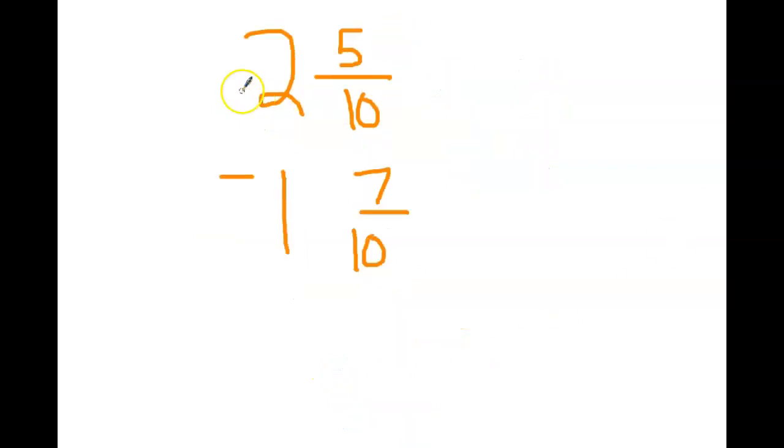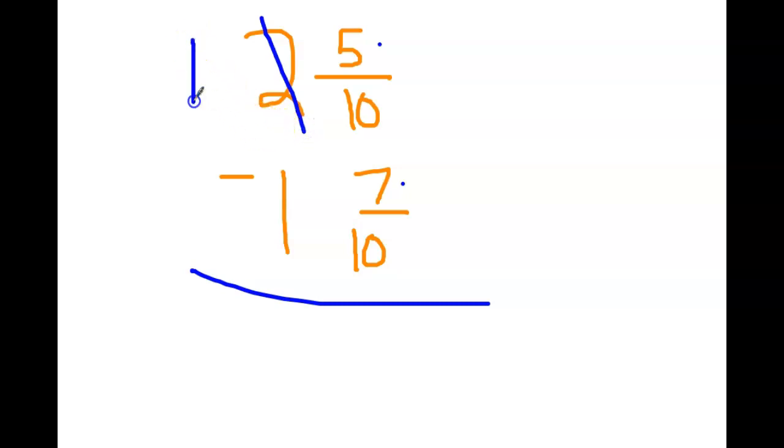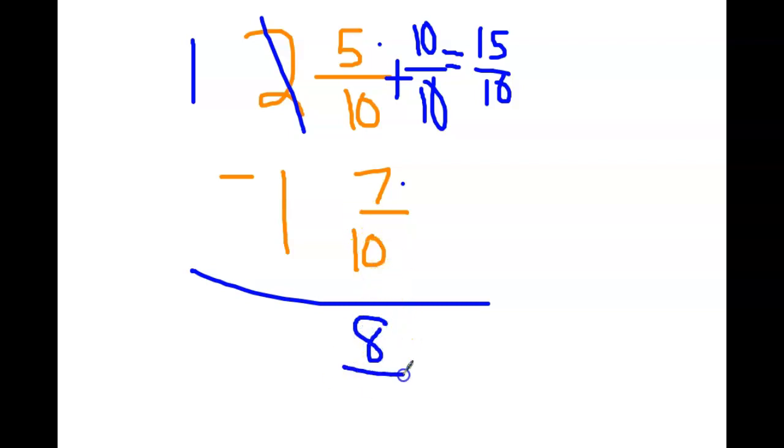So let's look at this one. 2 and 5/10 minus 1 and 7/10. 5 is smaller than 7, so I know I have to borrow, right? So my 2 turns into a, good job, 1. Then I'm going to add a whole here because I took a whole away, so I'm going to add it back to this fraction. What whole represents a fraction that has 10 as its denominator? Great, 10/10. So I'm going to add 10/10. 10/10 plus 5/10 is 15/10. Now I can subtract. So what is 15/10 minus 7/10? Great job, 8/10. And then 1 minus 1 is 0. So my answer is 8/10.